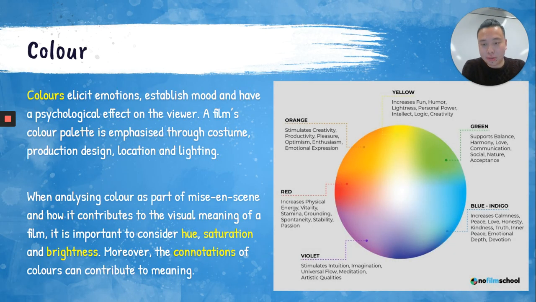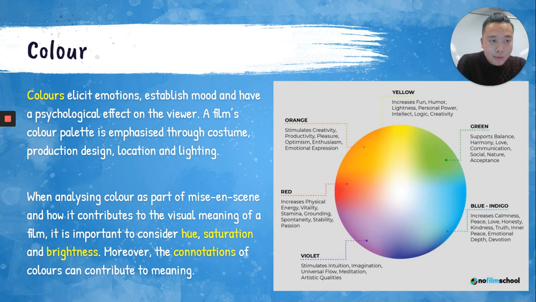Color we looked at last week as well. Now we know color elicits emotions, establishes mood, and has a psychological effect on the viewer. And when analyzing color as part of mise-en-scene, it's important to consider the hue, so the color itself, saturation, how intense a color is, and obviously brightness, how bright a color is. It's also important to consider the connotations of colors as well.